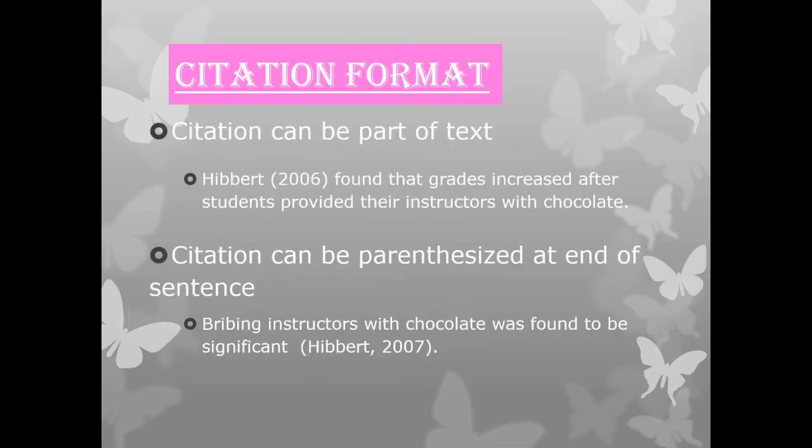The citation can either be, as I said earlier, in the text, or it can be in parentheses at the end of a sentence. So let's read these. The first one is, Hibbert, 2006, found that grades increased after students provided their instructors with chocolate. The next one we see is, bribing instructors with chocolate was found to be significant, Hibbert, 2007. So that one's at the end of the sentence. That's called a parenthetical citation. The one above, the first one, is an in-text citation.